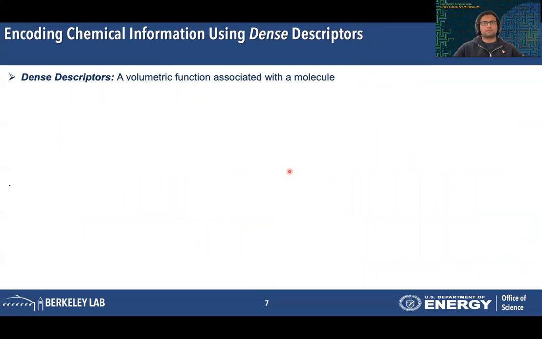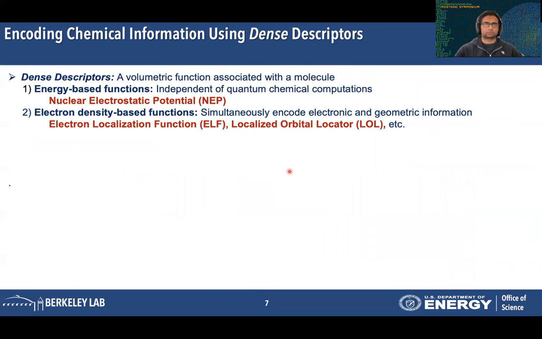In this work, we have developed a new way to minimize the data structure sparsity by using intrinsically dense molecular descriptors. In other words, we are using a volumetric property associated with the molecule. Broadly speaking, volumetric functions for molecules could be divided into two categories. First, energy-based functions, for example, electrostatic potential energy due to nuclear charges. Second, electron density-based functions, which depend on the electron probability distribution and are derived from the electronic wave function of a molecule.